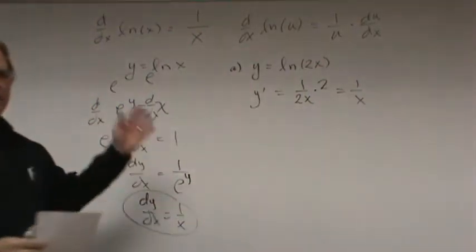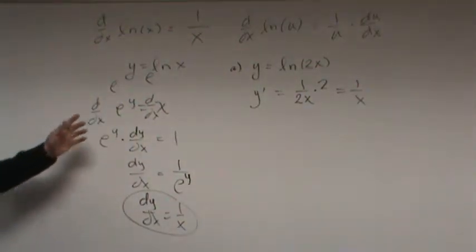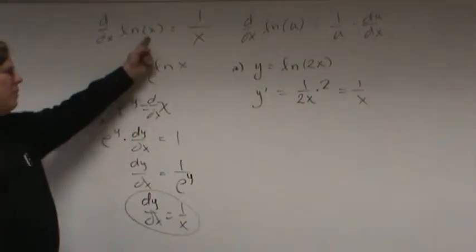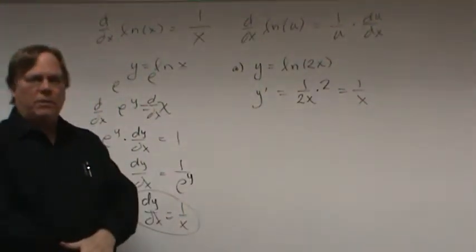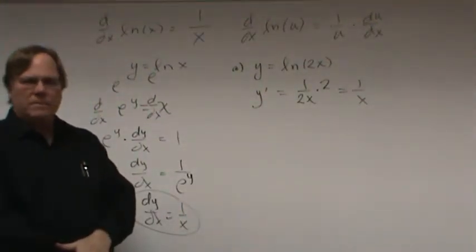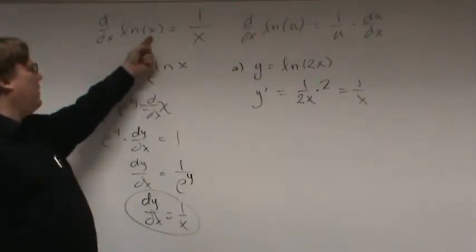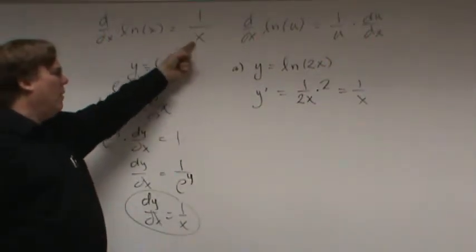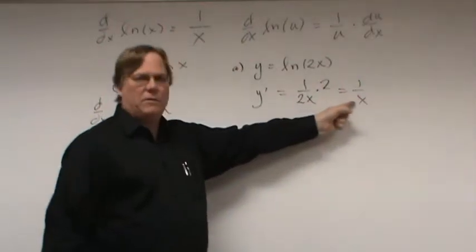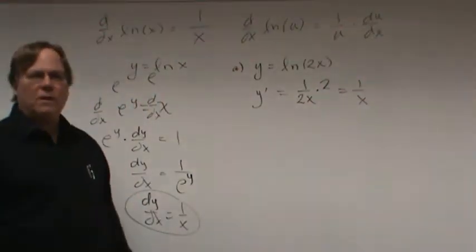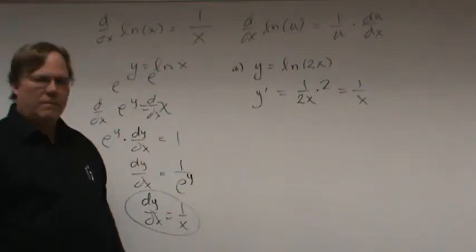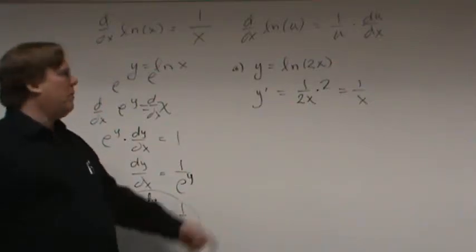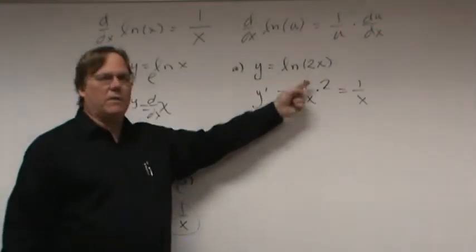How many people got 1 over x? But I thought the derivative of the log natural of x would be 1 over x. Why would the derivative of log natural of 2x also be 1 over x? Because you have to multiply by the derivative of the inside of the parentheses. True. But what else do you notice? What's the relationship between the log natural of x and the log natural of 2x?